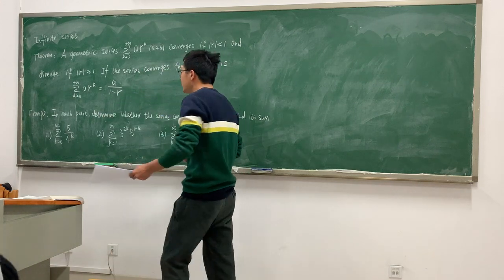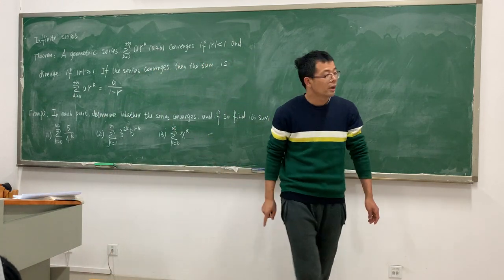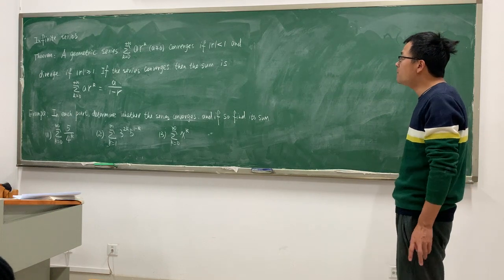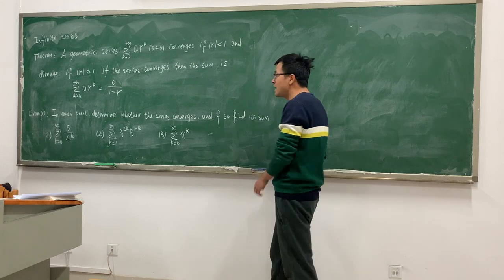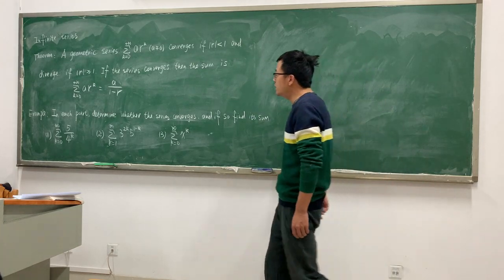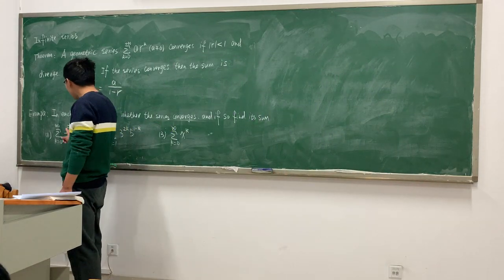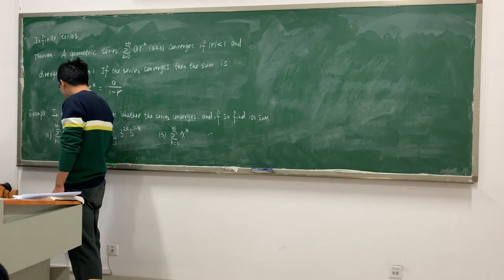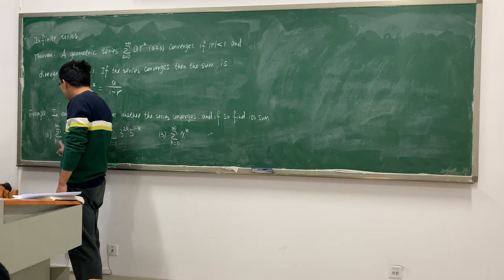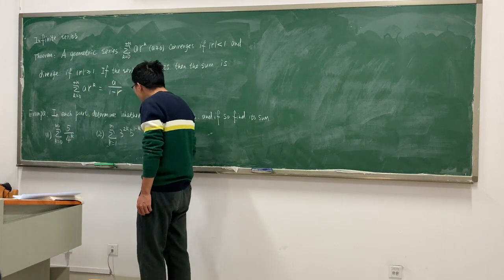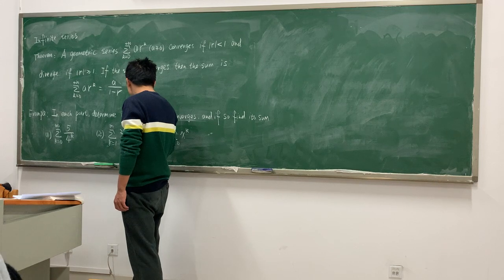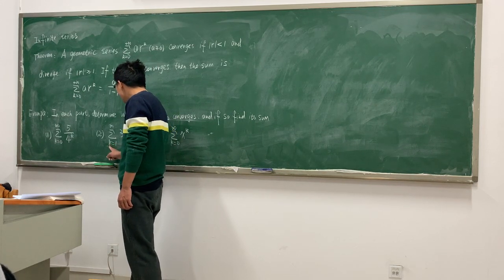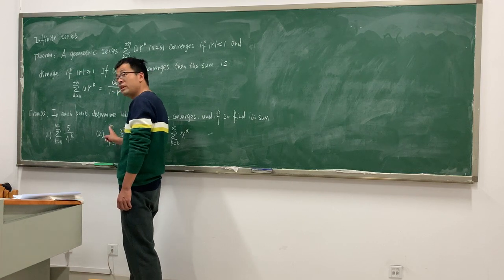Now let's see. Okay, here is an example. In each part, determine whether the series converge, and if so, find its sum. The first is the sum of 5 by 4 to the power k, where k runs from 0 to plus infinity. The second is the sum of 3 to the power 2k times 5 to the power 1 minus k, where k runs from 1 to infinity, okay?